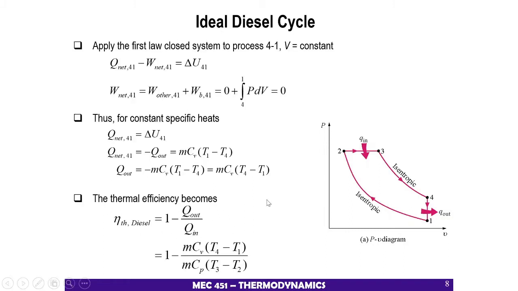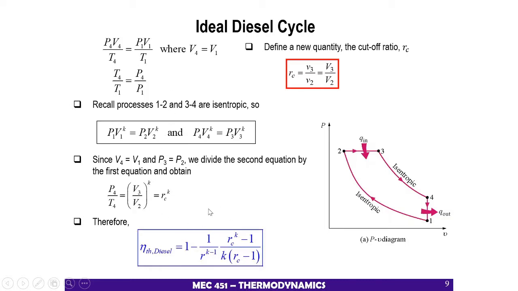Alright, so this is the process for 1, and then from this equation we can simplify that this is the efficiency for the diesel engine. Here there is an additional term, because processes 2 and 3 are at constant pressure, so we have a cut-off ratio. The cut-off ratio is the ratio of V3, volume 3, to volume 2.